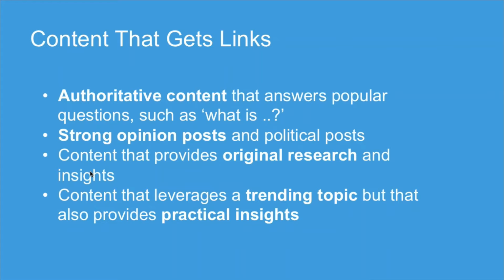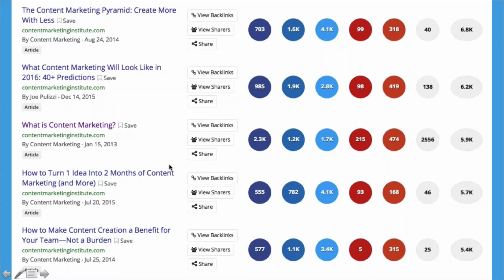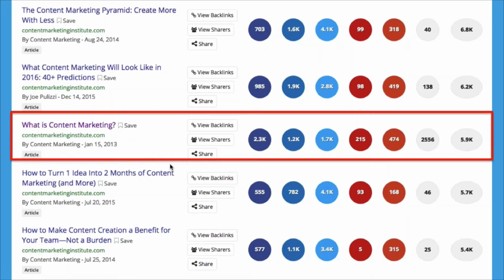And then content that leverages a trending topic but also provides practical insights. I'll just give you a few examples of these. This is some of the most shared content from Content Marketing Institute. You can see they get 5,000 or 6,000 shares. But if we look at the middle one, that's what is content marketing, and we can see it's got a huge number of links. It's got over 2,000 links.